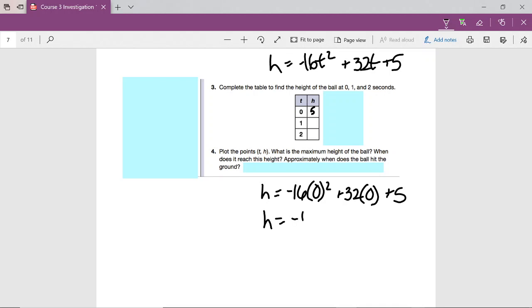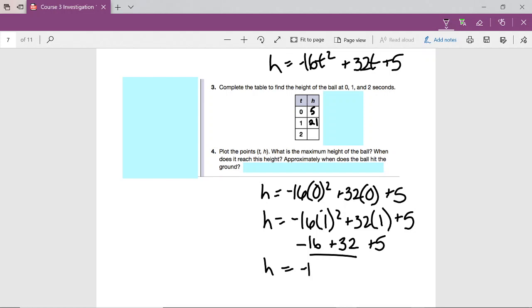All right, then let's plug in 1. -16 times 1² plus 32 times 1 plus 5. A little bit more work here, but negative 16 plus 32 plus 5. This part just gives me a positive 16, plus 5 is 21, and that's where we get our maximum point, actually. And then our last one at 2 seconds. Negative 16 times 2 squared plus 32 times 2 plus 5. Well, that gives us negative 16 times 4 is a negative 64, plus 64, plus 5. So those first two cancel out and we just get 5 again. Parabolas do have quite a bit of symmetry here, so it's not surprising that we see 5 feet as our height twice in this table.